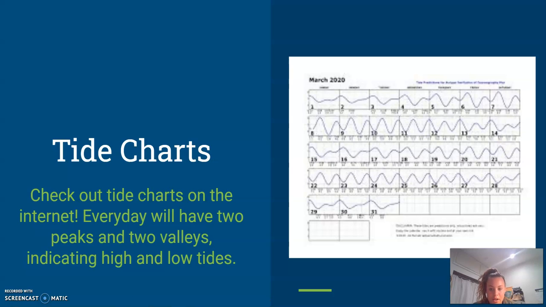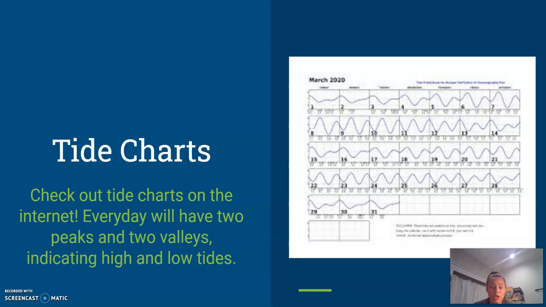So, another thing that you should find interesting, which I know I find interesting a lot, especially if you're a surfer or you go to the beach a lot, is you should check out some tide charts. I know that they come in calendar forms, which is what my family does. We buy the calendar of tide charts, so we always have it up in the house.